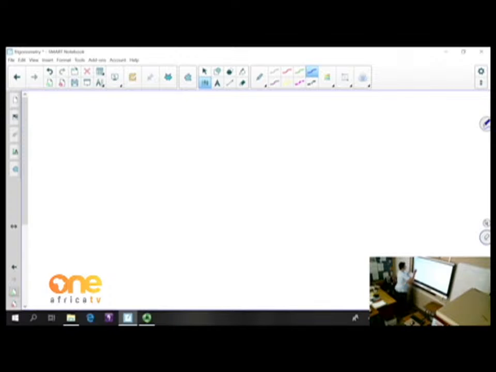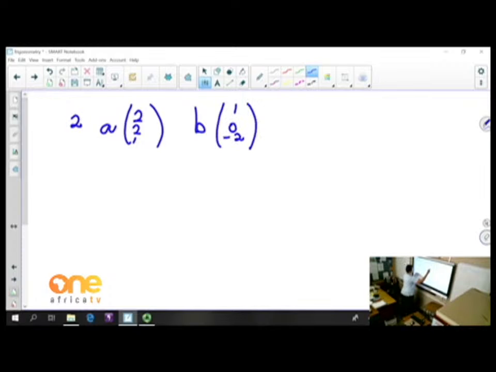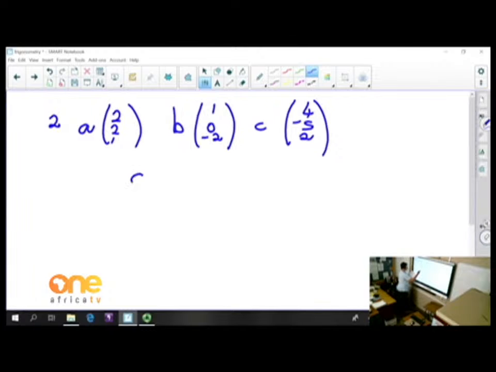Right, the next one is question 2. A is the vector (2, 2, 1), so it's a 3-dimensional one. B is (1, 0, -2). And C is (4, -5, 2). So there are my column vectors. And now they say calculate the scalar product of A dot B, B dot C, C dot A. Same as we did in the previous one. This time it's just in 3 dimensions.